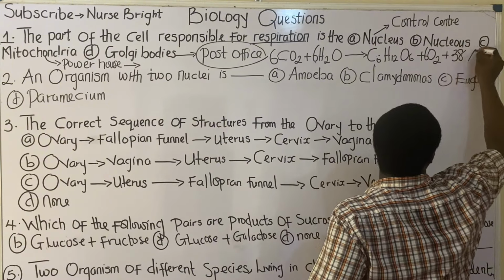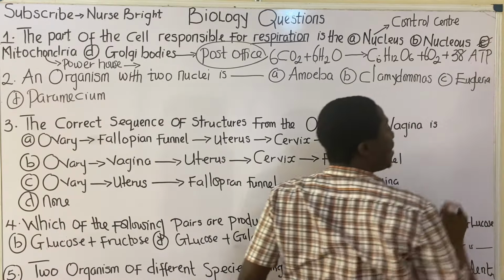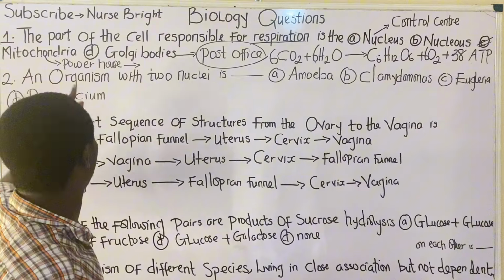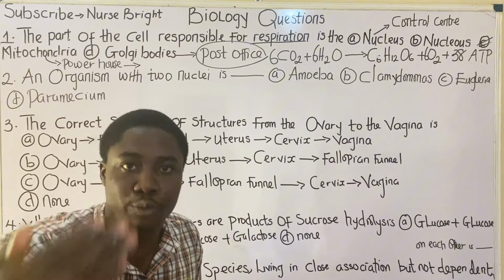Now, all of these written, there are reasons to them, but it must be noted here that the part of the cell responsible for respiration, specifically cellular respiration, is simply the mitochondria. Remember, I said that the mitochondria is the powerhouse of the cell, and it also helps with energy production.